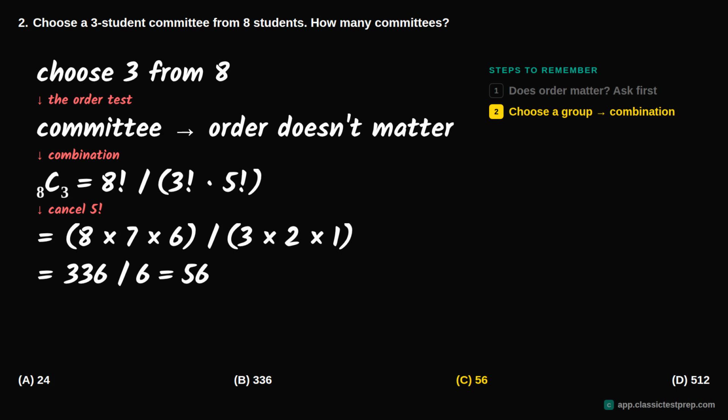So the trap for this question is that 336 would be the amount of possible permutations for this committee, but we just need the combinations, right? Order does not matter, so we have to divide by 3 factorial and get answer choice 56.